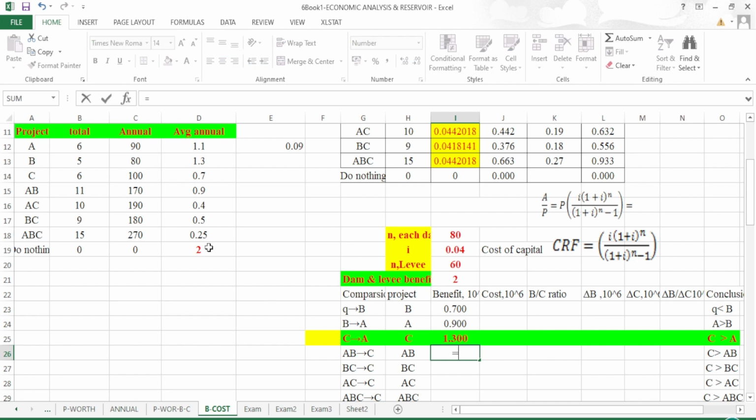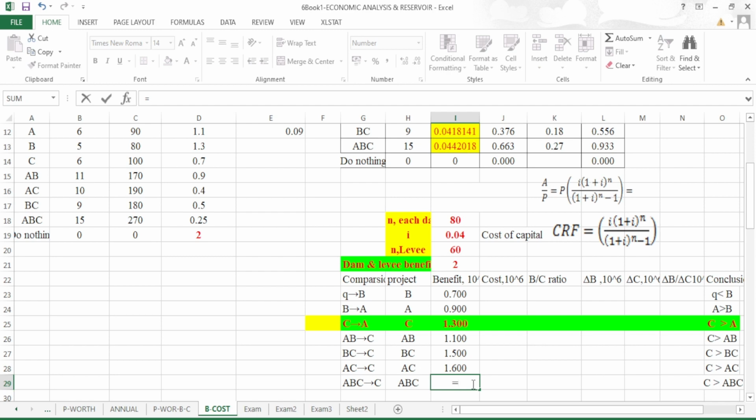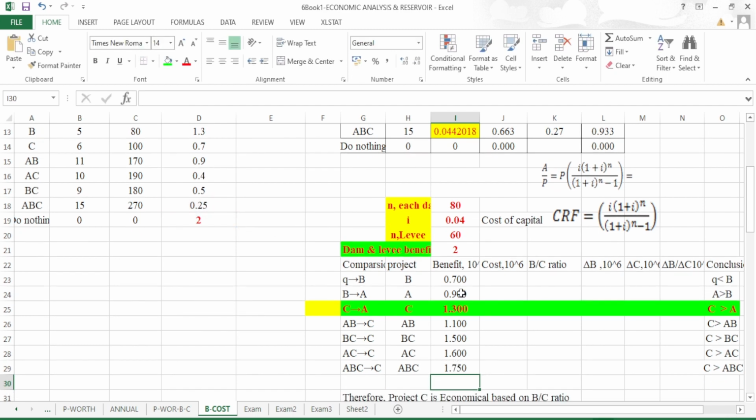For project AB, 2 minus 0.9 is 1.1. For project BC, 2 minus 0.5 is 1.5. For project AC, 2 minus 0.4 is 1.6. For project ABC, 2 minus 0.25. This is the benefit of all projects.